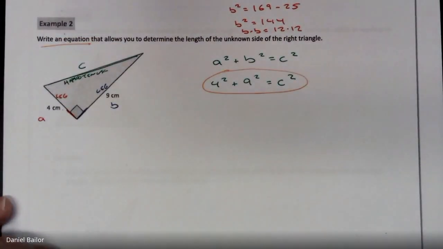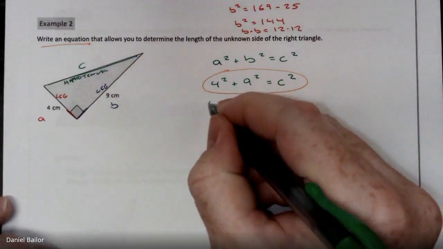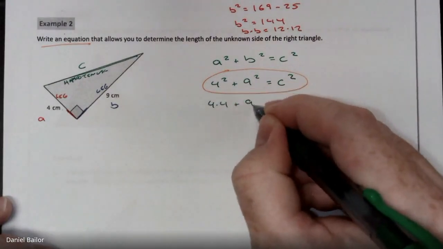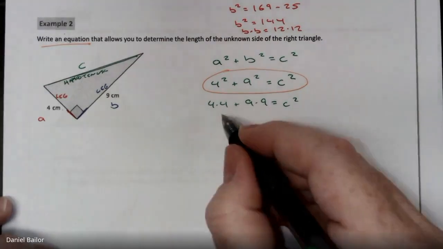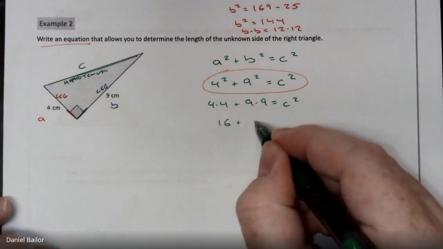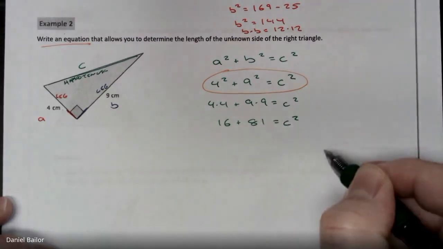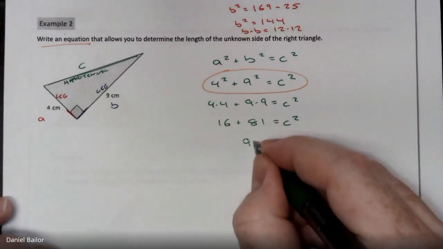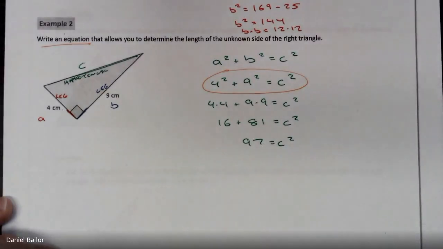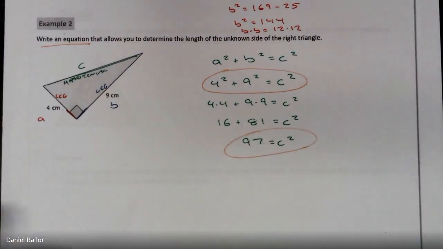But if you want to keep going, we can keep going. So we get 4 squared, which is 4 times 4, plus 9 squared, 9 times 9, equals c squared. 4 times 4 is 16. 9 times 9 is 81. 16 plus 81 is 97, equals c squared. And that's as simple as we can get it. We cannot simplify c squared equals 97, at least not yet. Later in this module, we're going to learn how we can simplify that more. But right now, that is just where we're going to stop today.